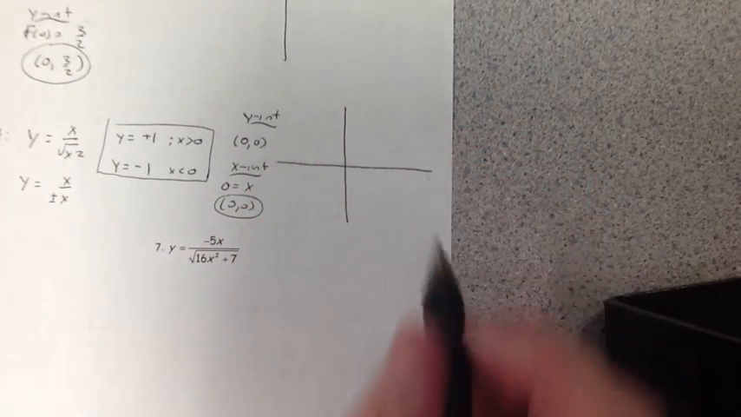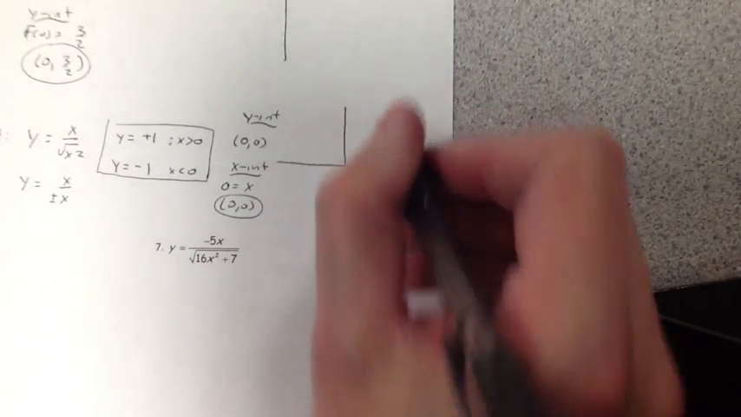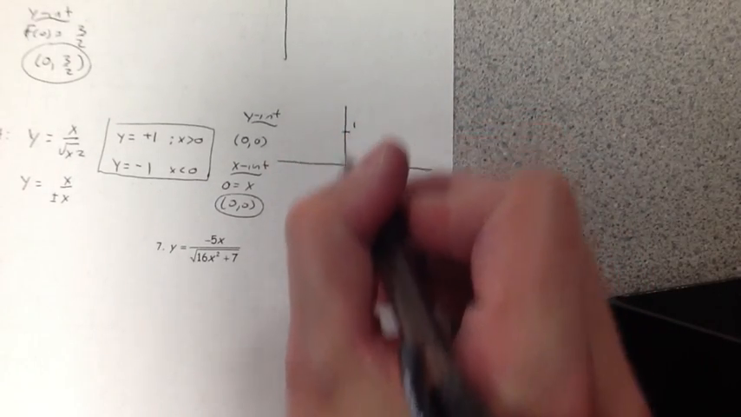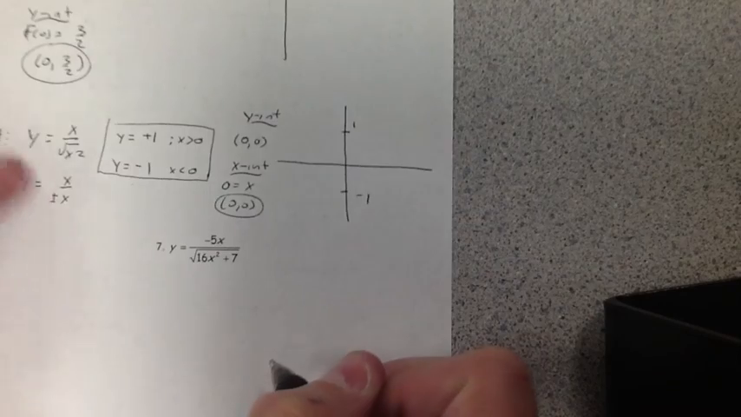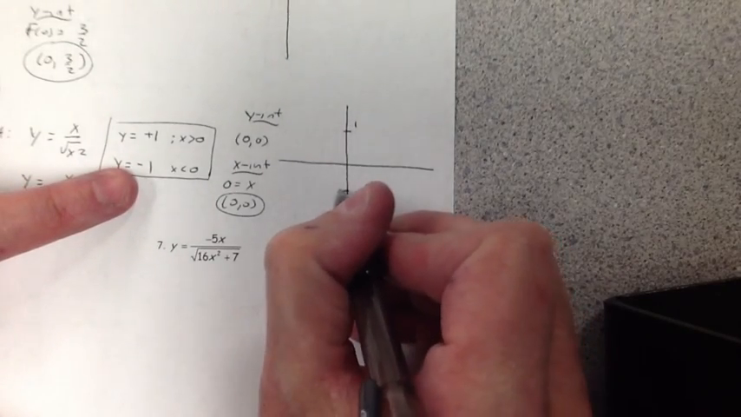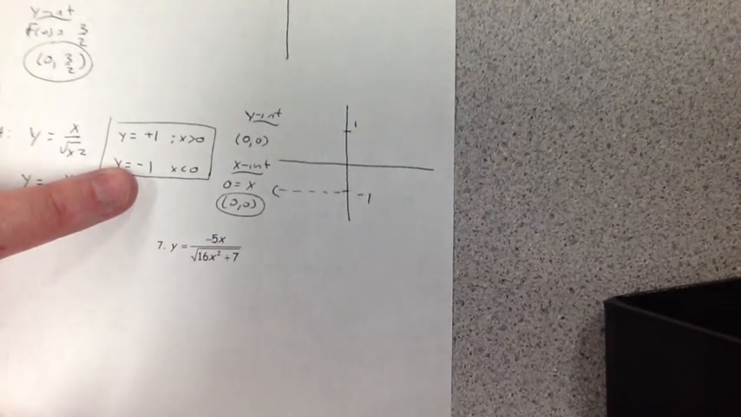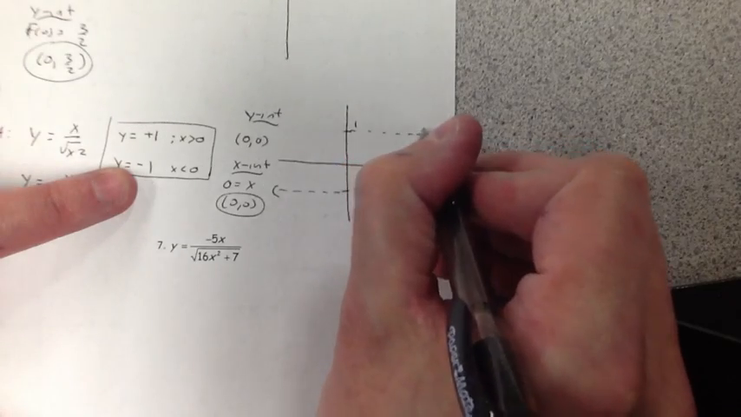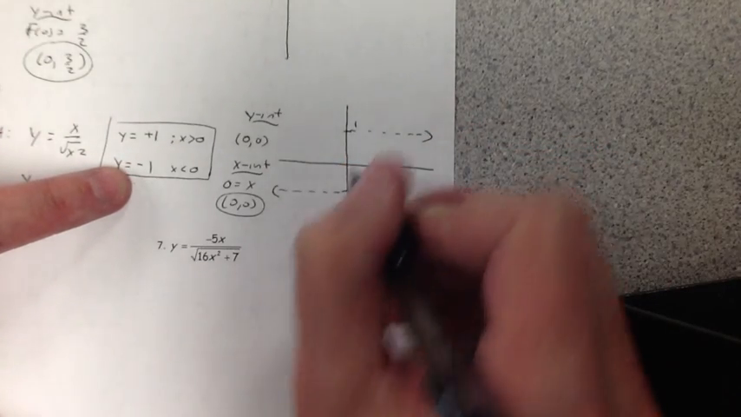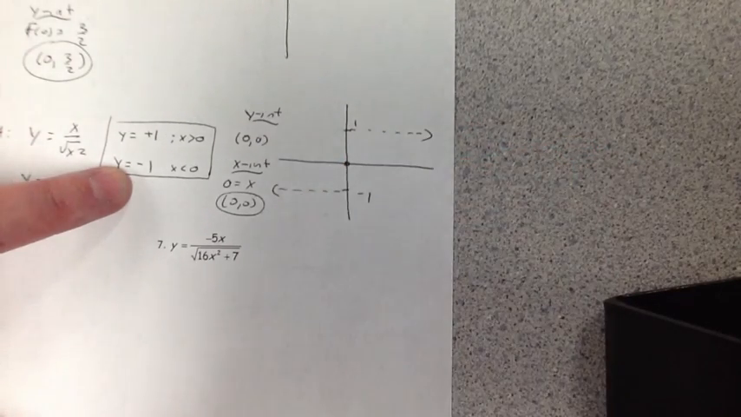Now when I sketch this one, it looks kind of really cool. This is a cool little graph. My only asymptotes are at 1 and at -1. And again, when is it -1? When x is less than 0. When is it +1? When x is greater than 0. My only point was 0, 0.